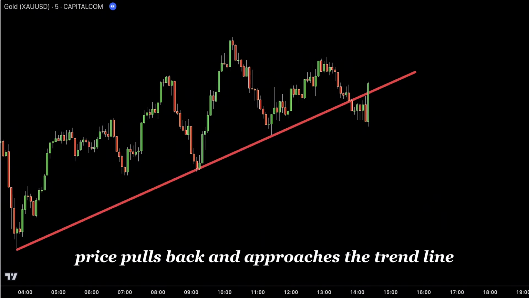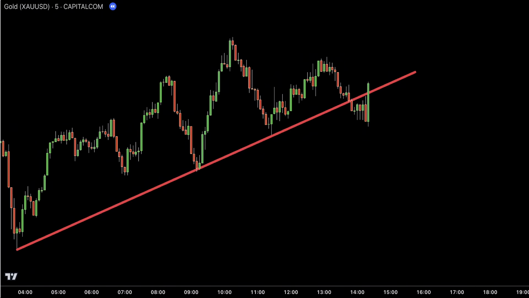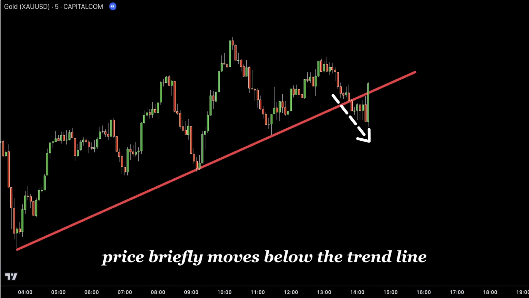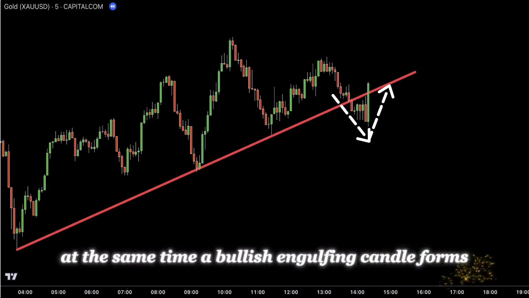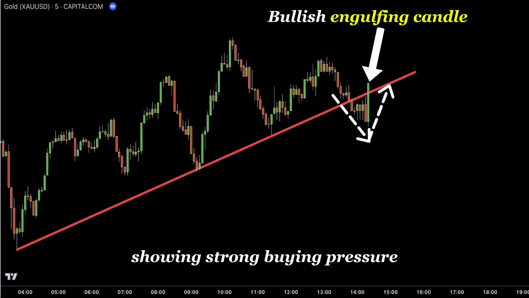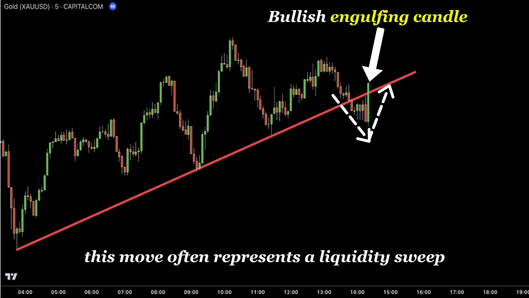Eventually, price pulls back and approaches the trend line. Instead of bouncing immediately, price briefly moves below the trend line before quickly closing back above it. At the same time, a bullish engulfing candle forms, showing strong buying pressure. This move often represents a liquidity sweep.